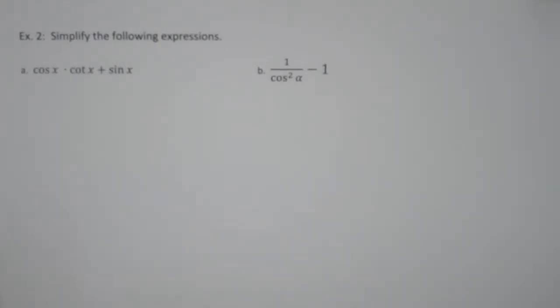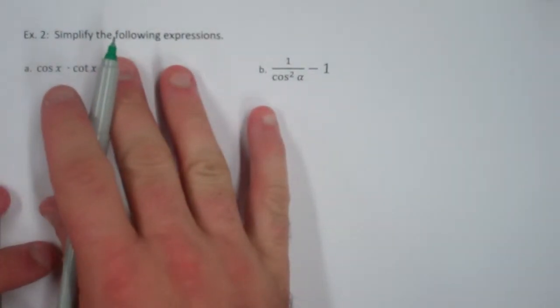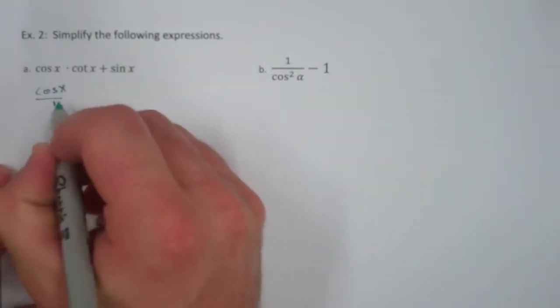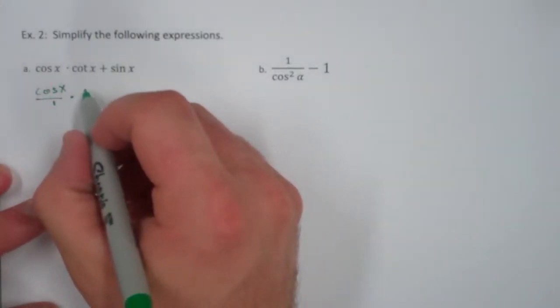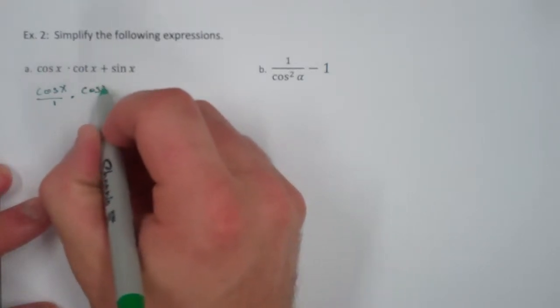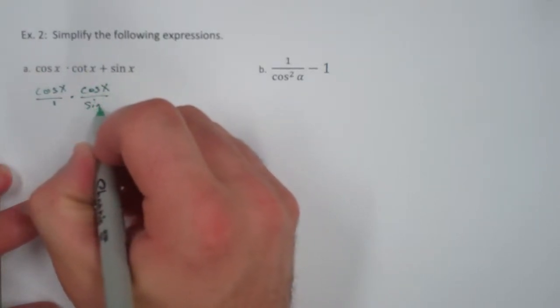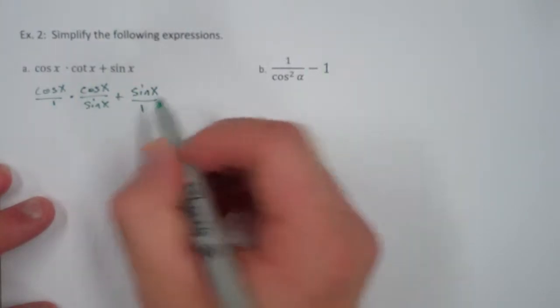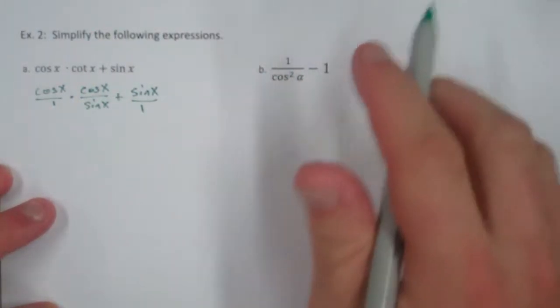In example 2, we need to simplify the following expressions, just the same thing we did for example 1. So we're going to take that same approach, at least with this first one, and try to see if we can deal with this in terms of just cosine and sine. So I've got the cotangent here. The cotangent's cosine over sine. And then I've got the sine of x, and you could write it as over 1. It doesn't really matter here.